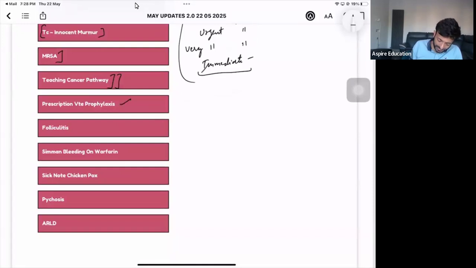Prescription on VTE prophylaxis, straightforward. Folliculitis, also known as Brazilian wax. That was in dermatology, straightforward, a very old scenario. It's been there in our notes for a very long time. Bleeding on warfarin, that's a very old scenario again. Sick note for chickenpox, I just explained in this webinar. Psychosis, a lot of people are saying a scenario came on schizophrenia.